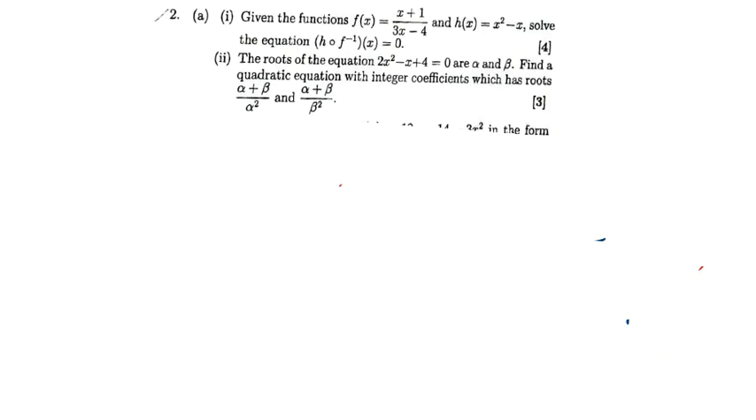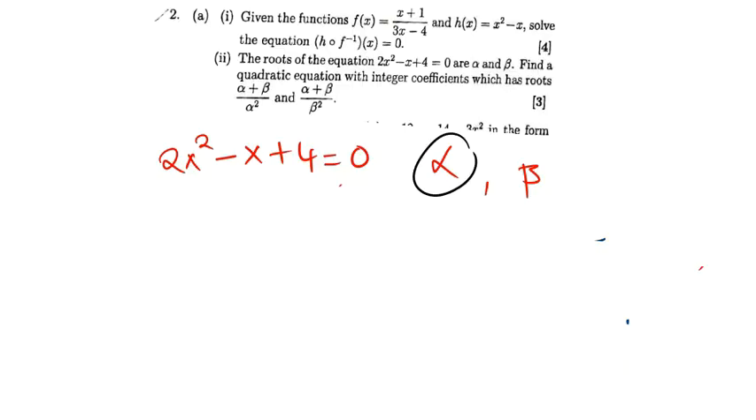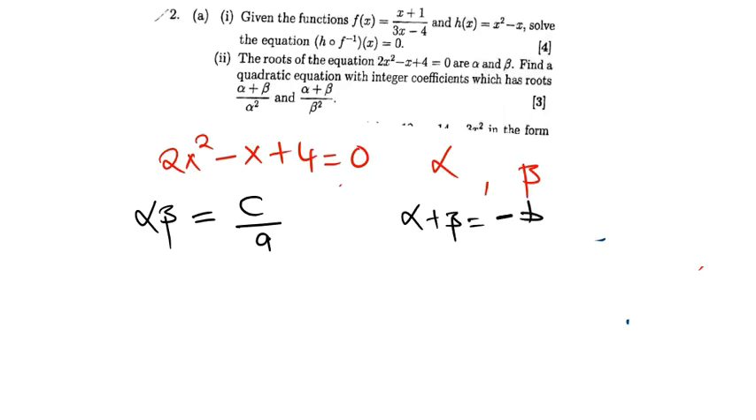Alright, so we're now on B. The roots of the equation 2x squared minus x plus 4 is equal to 0 are alpha and beta. Find the quadratic equation with integer coefficients which has roots, that and that. So straight away, look at the equation they've given you. The roots are alpha and beta. There are only two things that come to my mind. Alpha beta represents what? That's the same as c over a, and alpha plus beta is negative b over a.